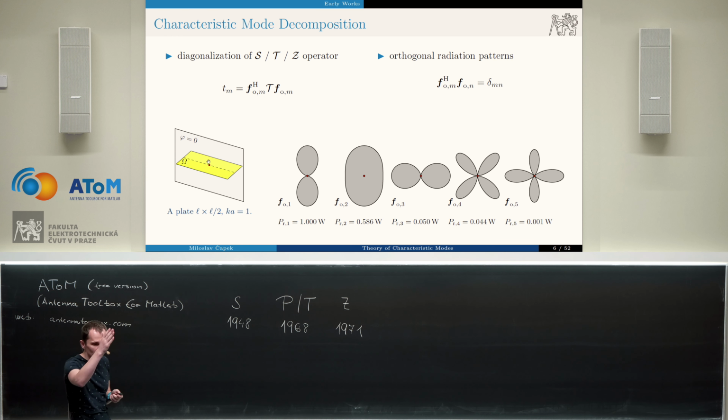Instead, I'm showing you the amount of radiated power for the corresponding characteristic mode, and you can see that it's a very rapidly decreasing number, meaning that the first mode is radiating unitary radiated power, 1 watt, but the fifth mode is radiating 1/1000 of a watt. So it's really a small portion as compared to the dominant mode. And this is indicating that truly this basis could be extremely useful for scattering problems, because you typically need only a few modes to express your problem in this basis completely.